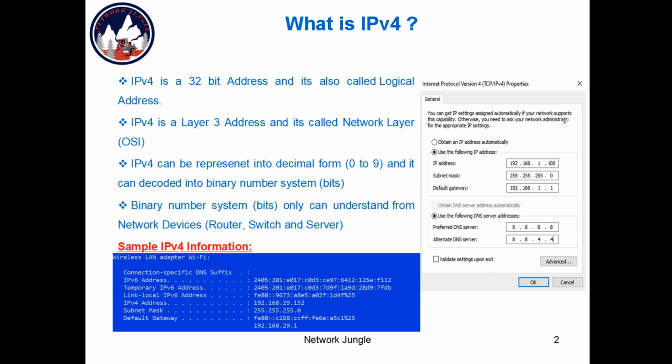Here is a sample example of an IP address: 192.168.1.100. Then the subnet mask is 255.255.255.0 and the default gateway is 192.168.1.1. Then the DNS server. I used the Google DNS server 8.8.8.8. Then the alternate DNS server is 8.8.4.4. In the command prompt, you can see the IP address of the example.